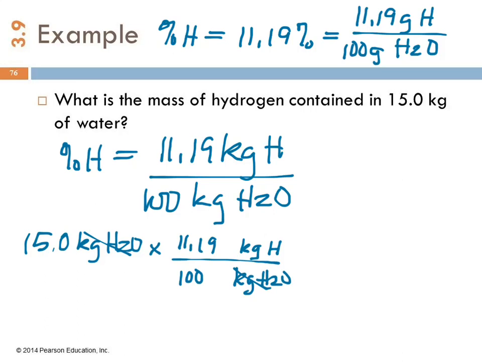Now, because this is a percent, this 100 on the bottom is assumed to be exact. And the limit of significant figures comes in this number. So now we've got 15 times 11.19 divided by 100. Again, there are other ways of thinking about a problem like this, but we should all come up with the same answer. How many sig figs should I report in my answer? 3. So 1.68 kilograms of hydrogen.